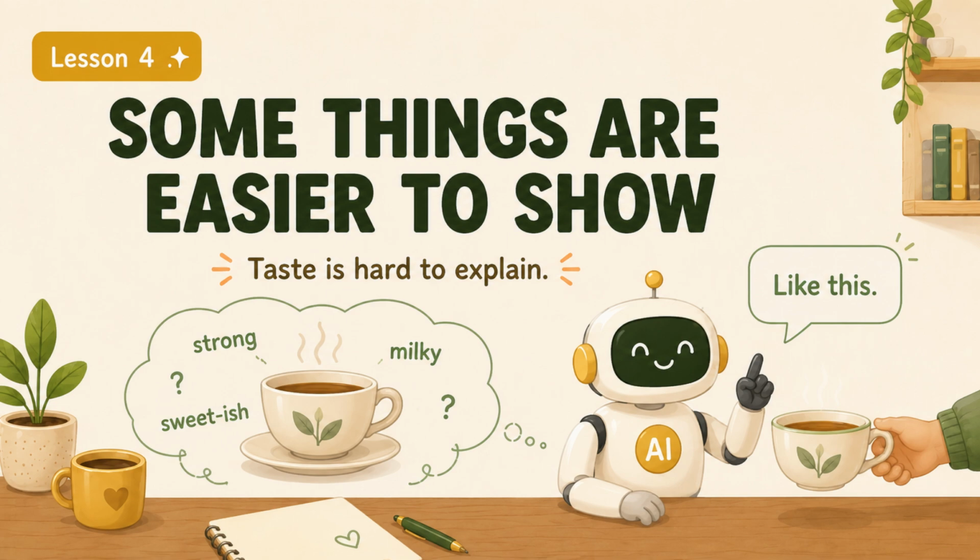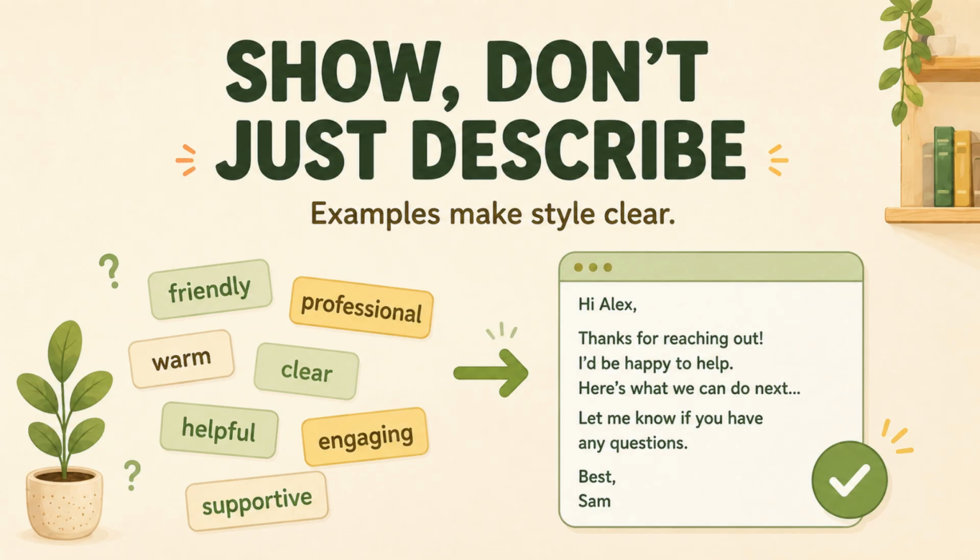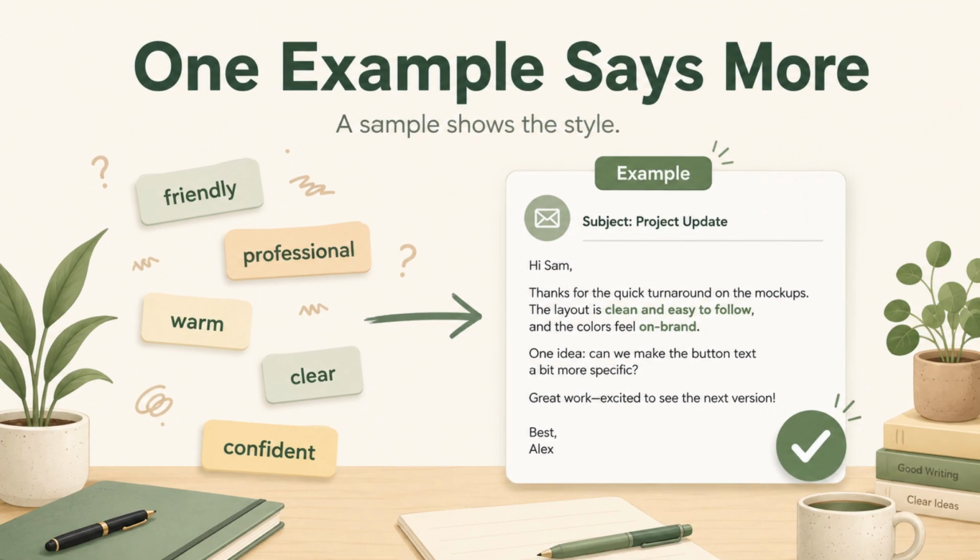Similarly, your communication style works the same way. Sometimes you know what you like, but you cannot explain it clearly in words. You may not know how to describe your writing style, your tone, or your preferred way of communicating, but you can recognize it when you see it. That is why examples are powerful. One example can say more than many words.